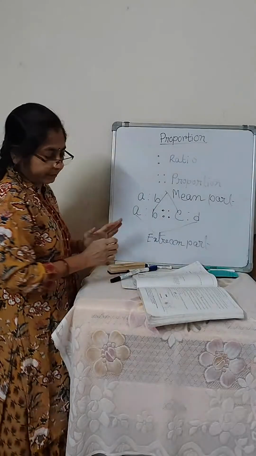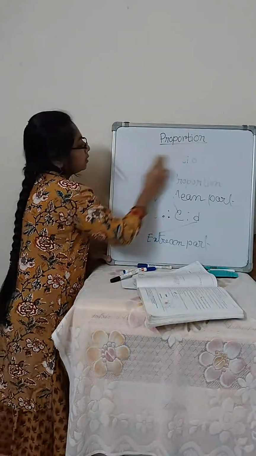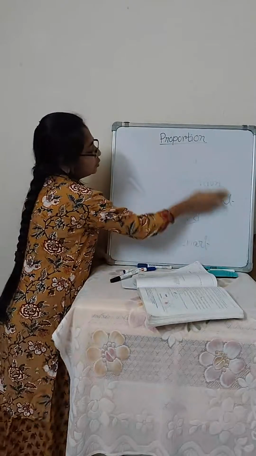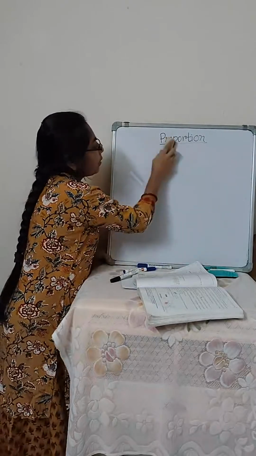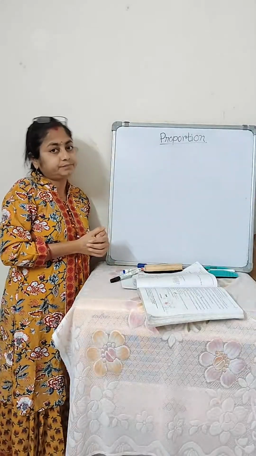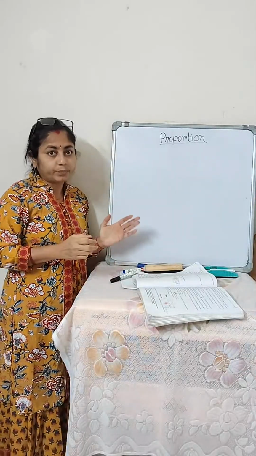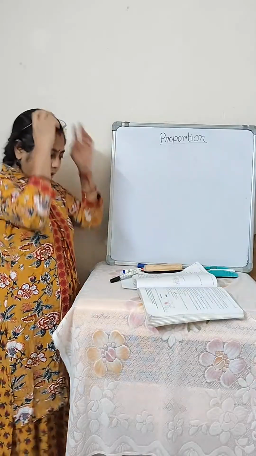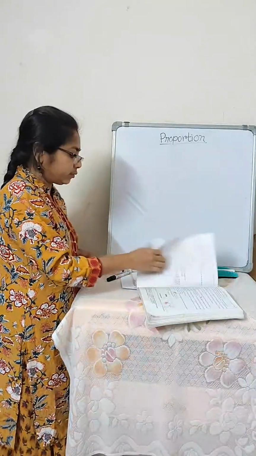Now, what are we doing? Listen. Now, is every set of four variables a proportion? Can you tell this one? No. First, how can you do this? I will give a maths problem first, then you will understand.